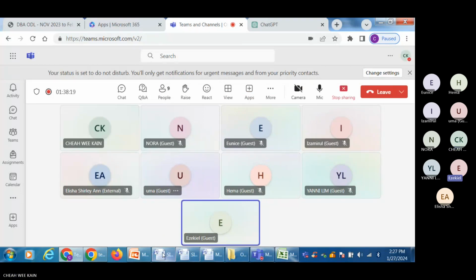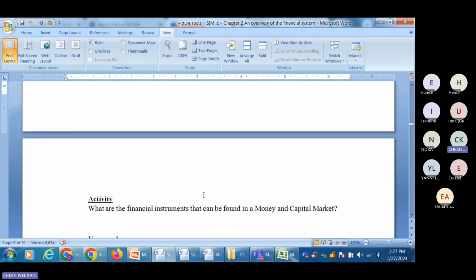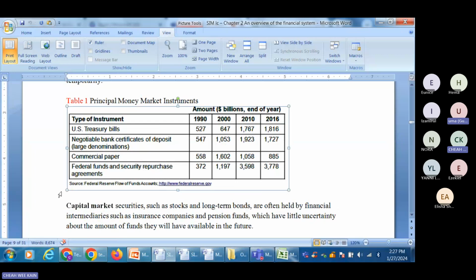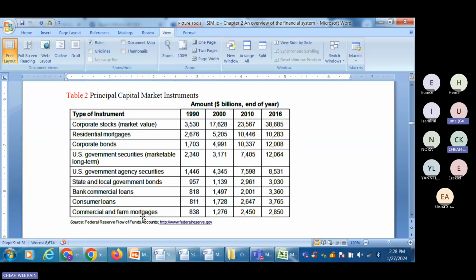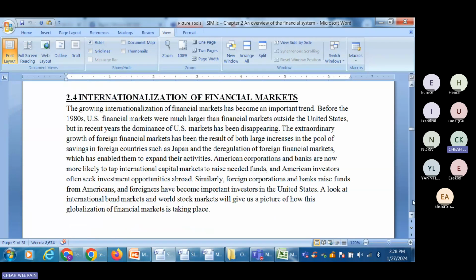I'm here. I think it's very simple. I don't need to ask you. They just ask what are the financial instruments found in the money and capital market. So you can just see from here. These are items in the money market and these are items in the capital market. The difference between money market and capital market is the timing. Okay, less than 1 year, money. More than 1 year, capital. That's all. Very simple. Okay. So, actually, I don't think I should ask you this question. Let me ask you.